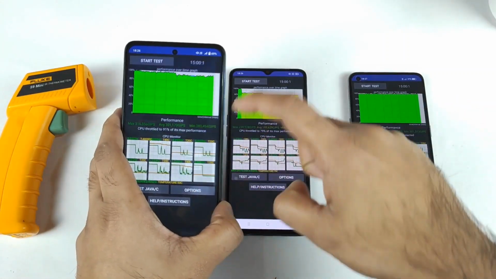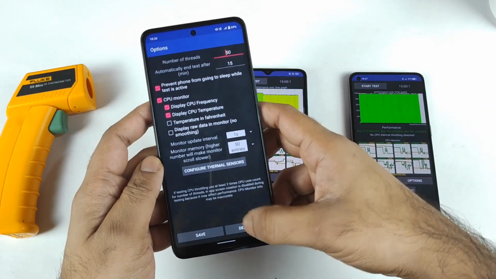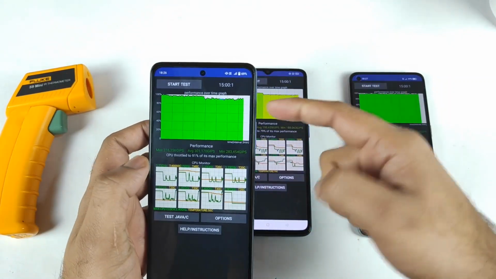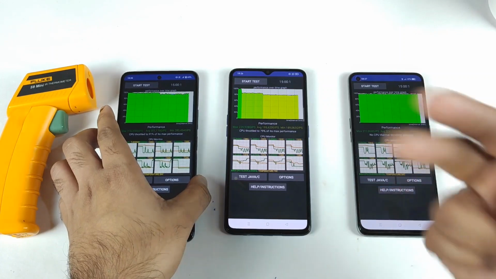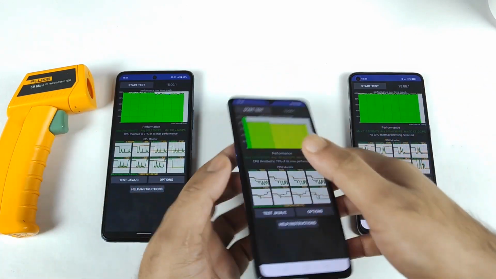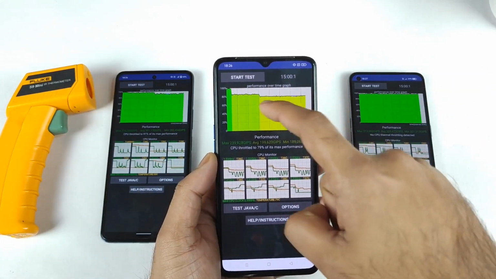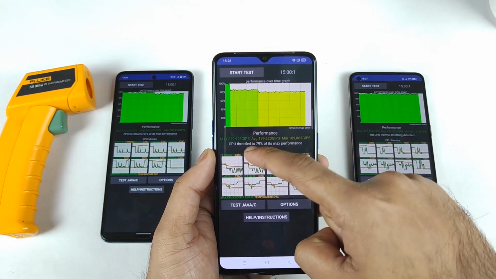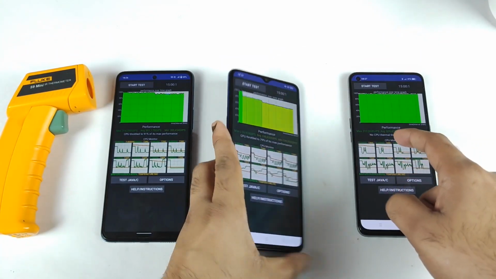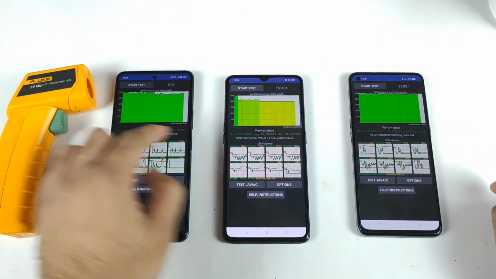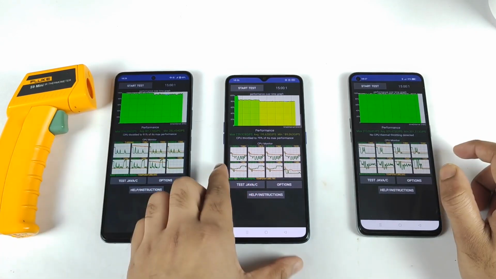This is with 50 threads only, always remember. If you use 100 threads, the graph will be different. If you use 20, the graph will be different. And this is the graph for the Realme X2 Pro, Snapdragon 855 Plus chipset, CPU total up to 79%. No throttling, 91%, 79%.